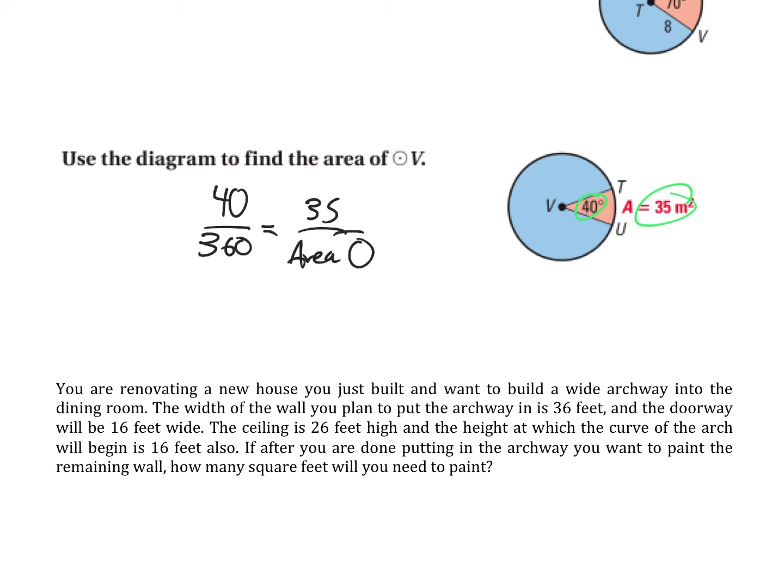So in this case, I'm going to cross multiply. I'm going to do 360 times 35 divided by 40. That's going to give me my area. And if you have your calculator, the calculator would give you 315 meters squared. Okay, so pretty simple to set that up.